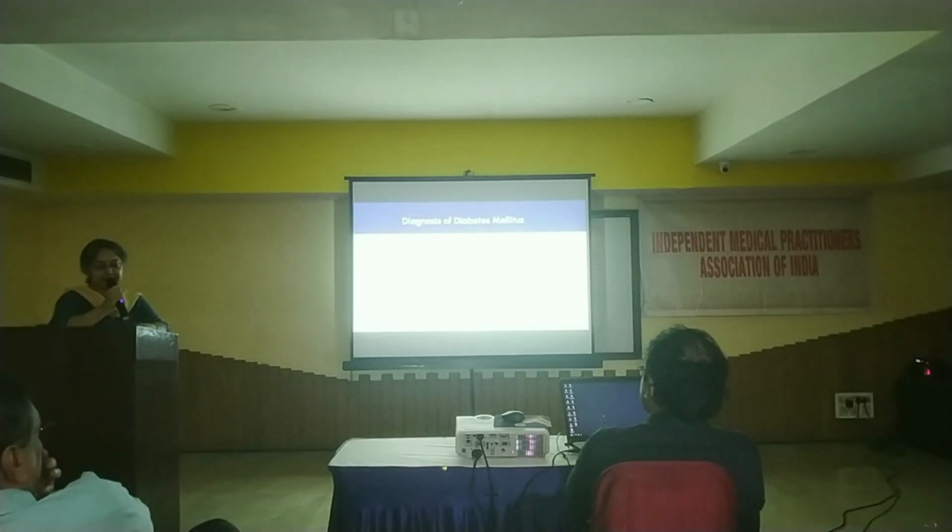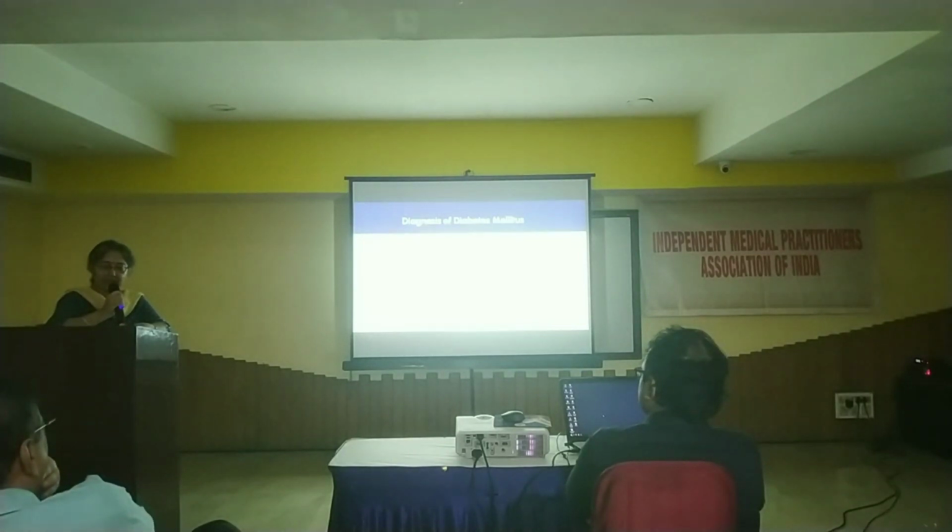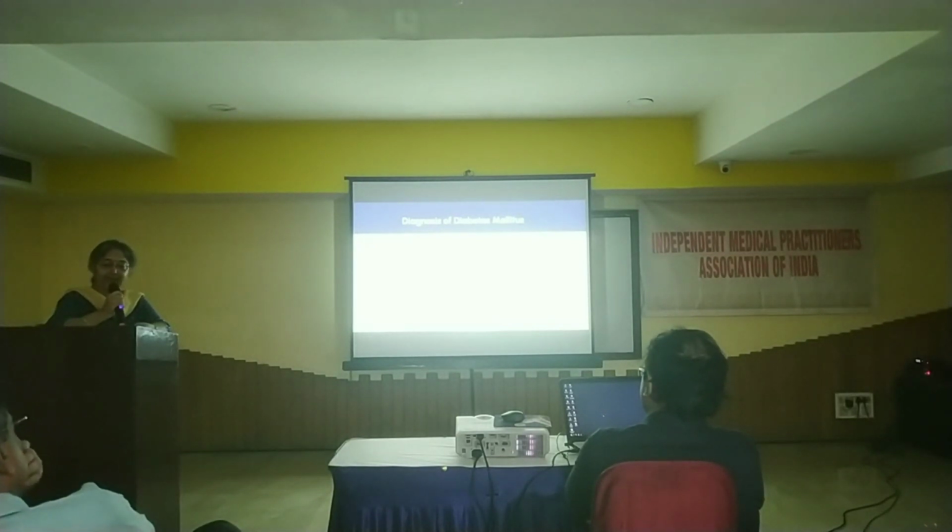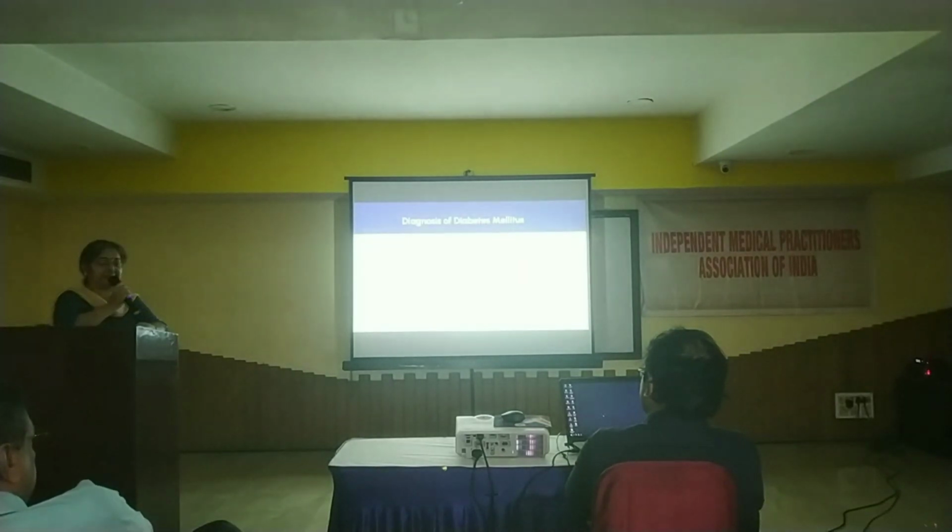In symptomatic non-pregnant individuals, a fasting plasma glucose above 126, or a 2-hour post 75-gram plasma glucose test of over 200, or any random plasma glucose test of over 200 confirms your diagnosis of diabetes. So when do we do the glucose tolerance test though?